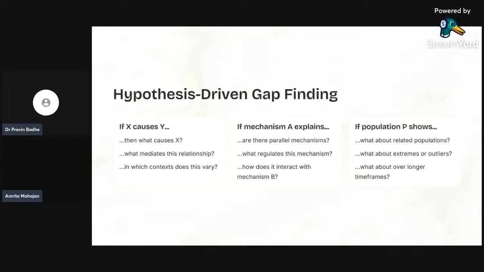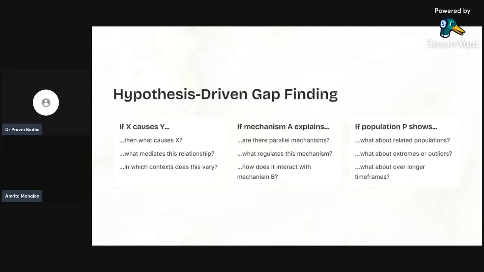Then comes hypothesis-driven gap finding. It explains a strategy: instead of just looking for what's missing, you can use an existing finding or hypothesis as a starting point to generate new research questions. If X causes Y, this is the most basic cause and effect relationship. To find a gap, we don't just accept the finding; instead we question the details and context. So if X causes Y, then what actually causes X?